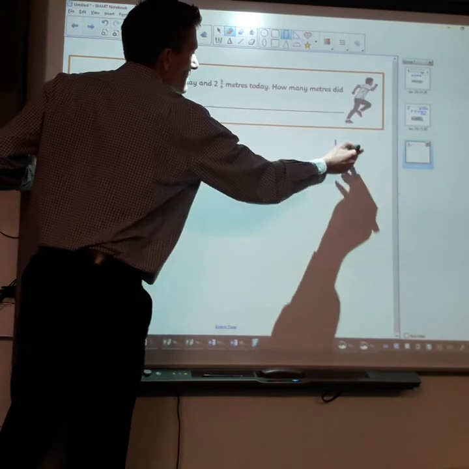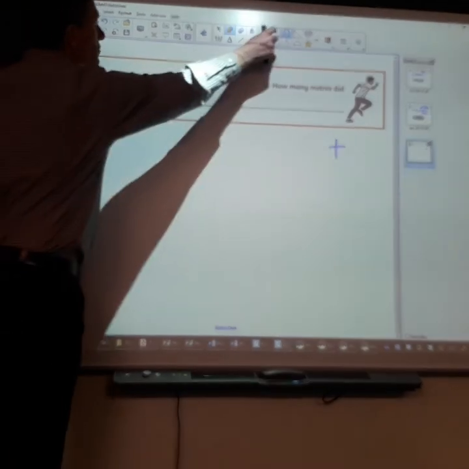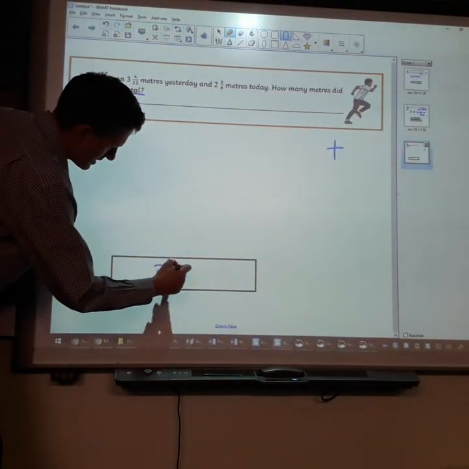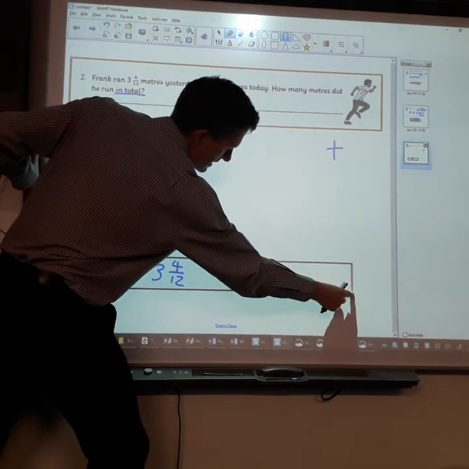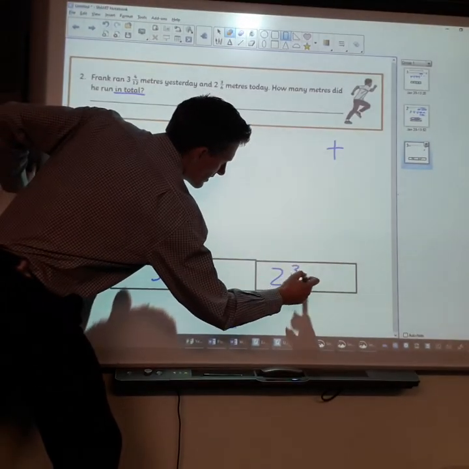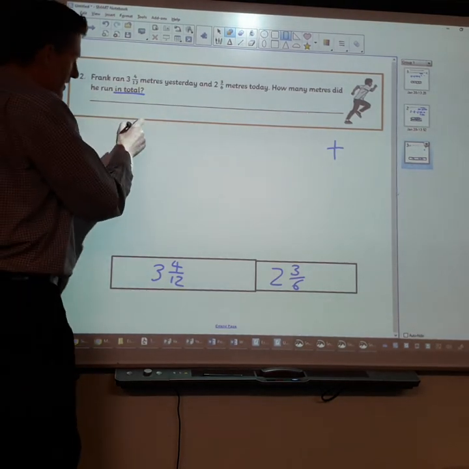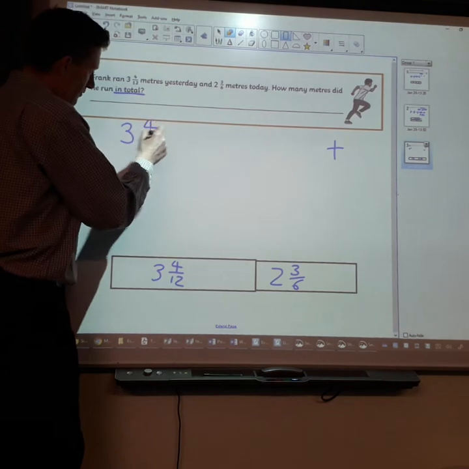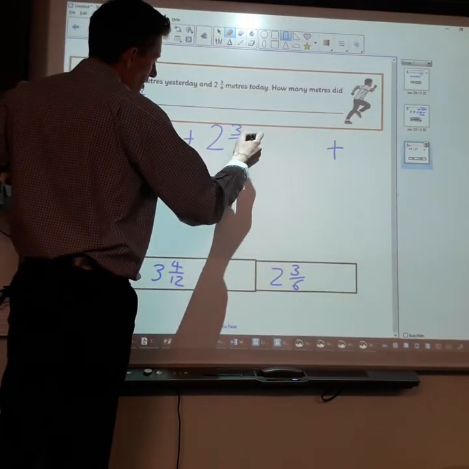That word in total gives us a clue that it's going to be an add. Okay, because we're adding together what he did yesterday and today. If I show that with a bar model, you don't have to use a bar model, but in school sometimes we encourage that if you're unsure and trying to understand how these problems are working. So 3 4/12 and 2 3/6. So you can see it's going to be an add. So I know my calculation is going to be 3 4/12 add 2 3/6.